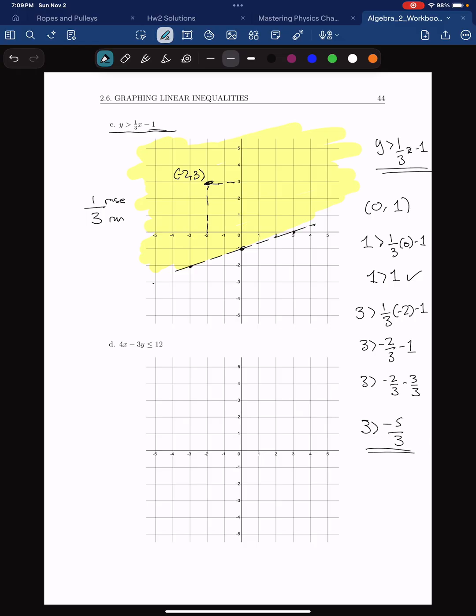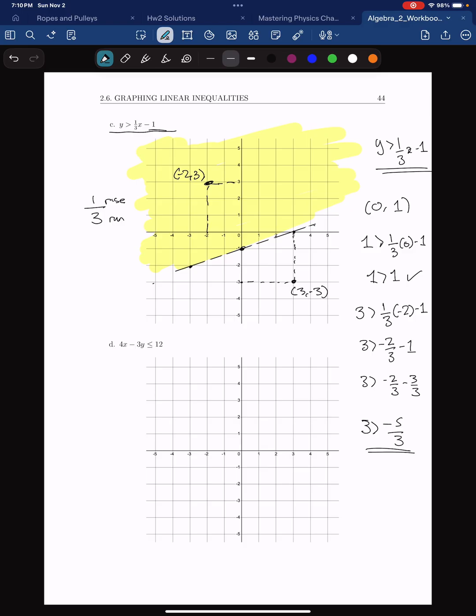Now let's try a point outside the solution set, just to show you how these things work. Let's try 3, negative 3. Let's try this point in our line. X is 3, y is negative 3. So let's see, x is 3.